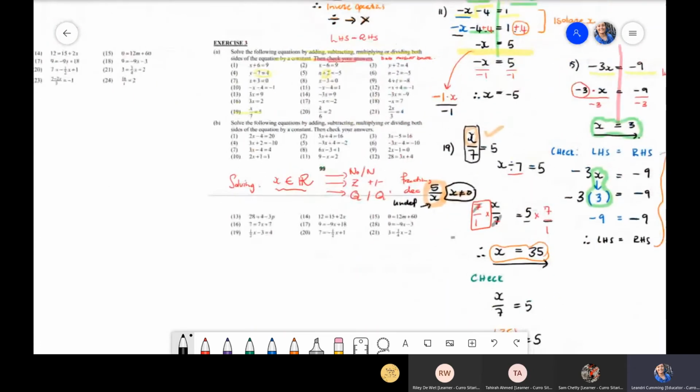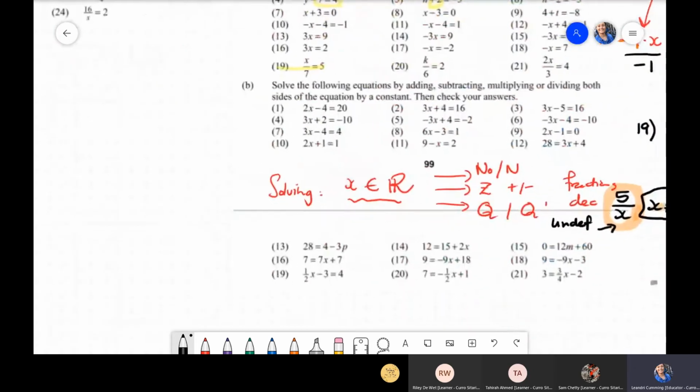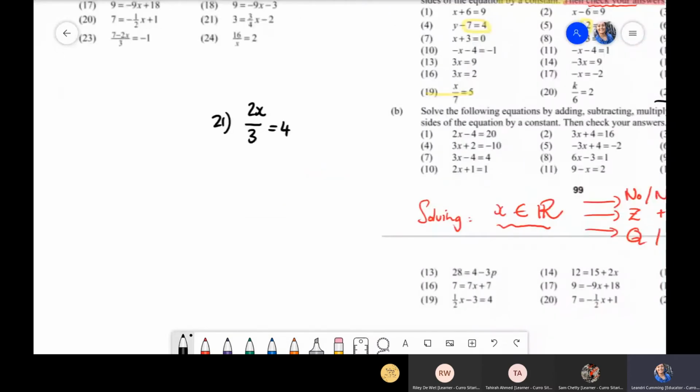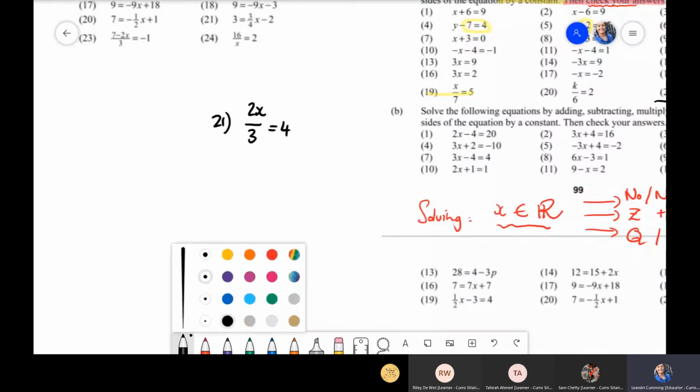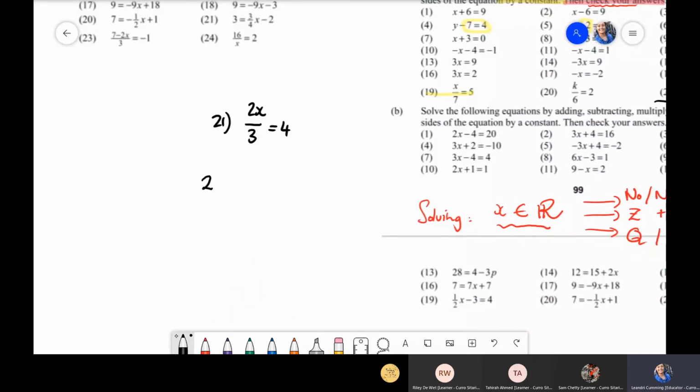Okay. Let's also just look at some of these here. I want to do number 21. Number 21 shows us 2x divided by 3 is equal to 4. So this means you are multiplying x with something, then you are dividing it by 3, and then you're saying it's equal to 4. So let's just break that up a little bit. We are saying 2 times x, right? We get that answer, and then we're dividing it by 3, and then we're saying it's 4.